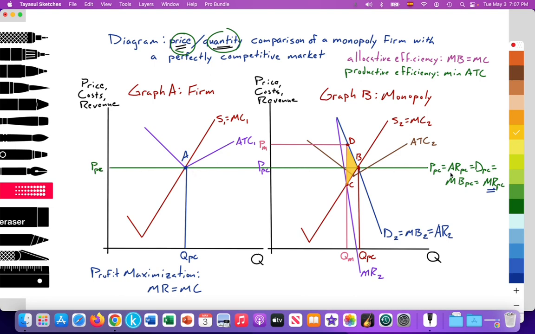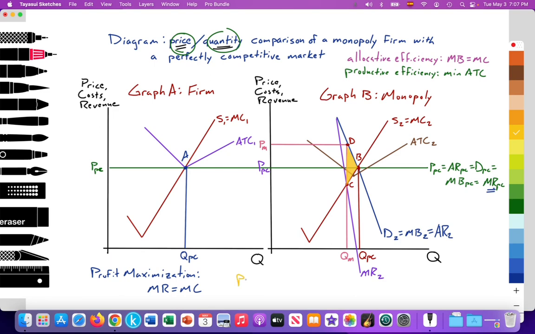And price PC is equal to the average revenue, which is equal to the demand curve, equal to the marginal benefit, equal to the marginal revenue curve in perfect competition. For the individual firm, we have the upward sloping marginal cost curve, which is our supply curve. And we also have the average total cost curve that intersects with the supply curve when ATC is at minimum. And minimum ATC signals productive efficiency.